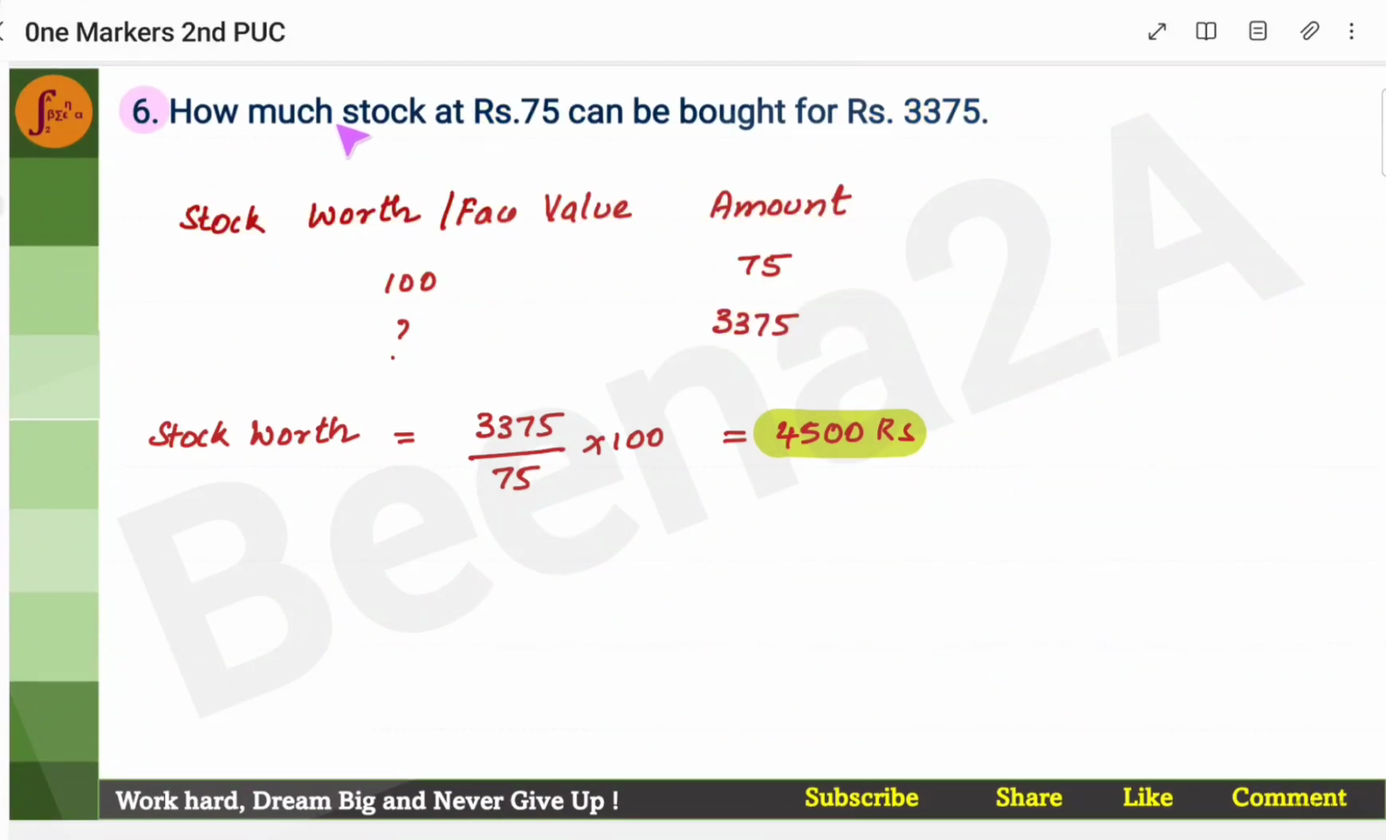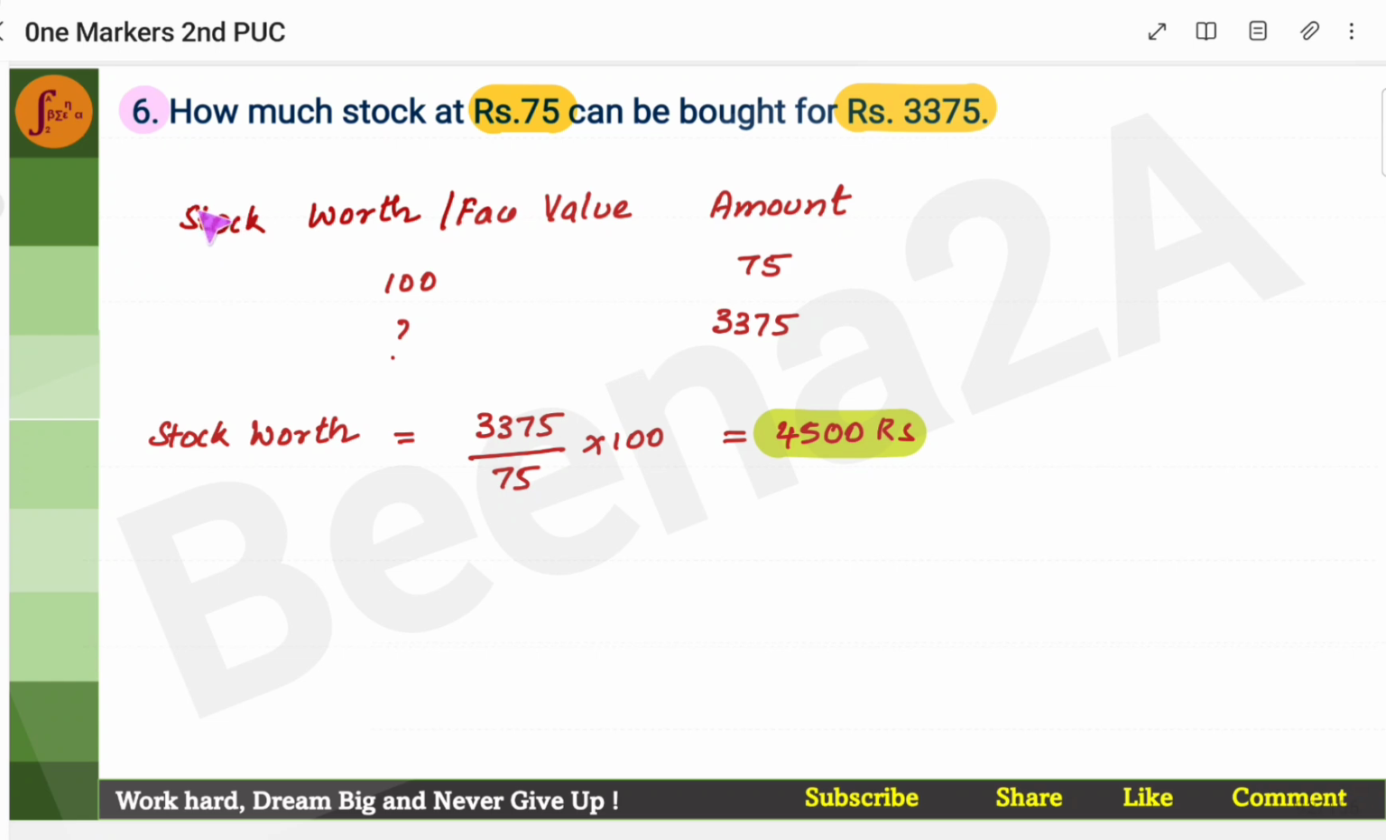Next one. How much stock at rupees 75 can be bought for rupees 3375? Now we are looking at the other set of problems where we have to find out how much stock can be purchased, how much stock can be bought. Those kind of problems. Here the method is slightly different. We'll go through them. How much stock at rupees 75 can be bought for rupees 3375?